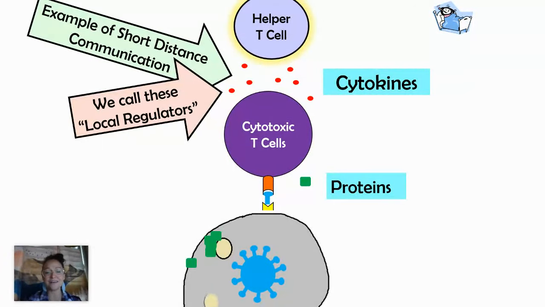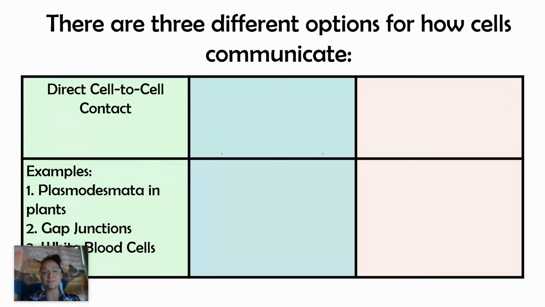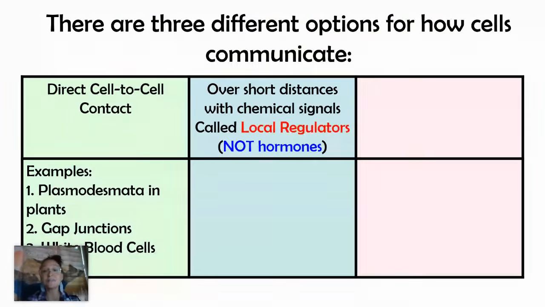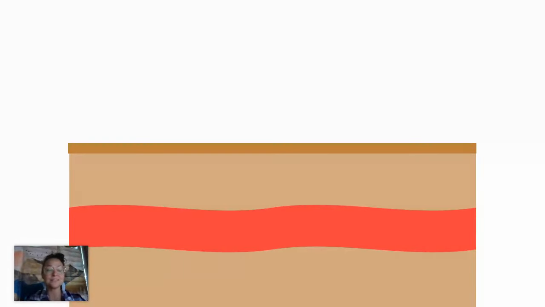So that virus-infected cell will undergo cell lysis, which here's a picture where the cytoplasm leaks out, the cell dies, and the macrophages will come and clean it up. Okay, so those are some examples of direct cell-to-cell contact for cell communication. Now let's look at a few more examples of local regulators. As I mentioned, these are not hormones. In our skin, our immune system is another example of local regulators.